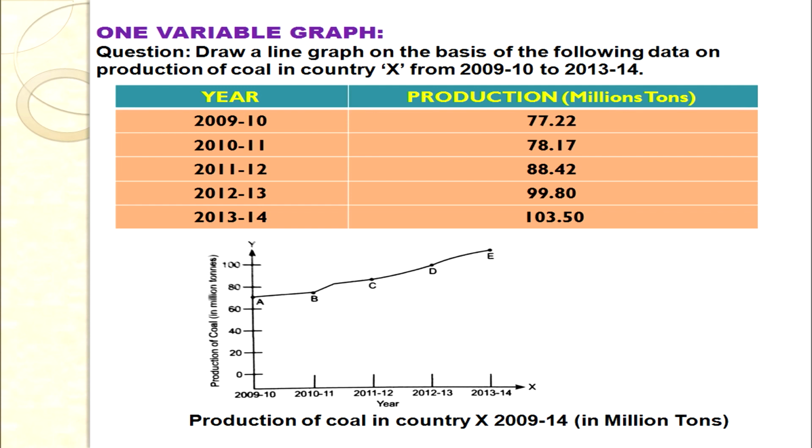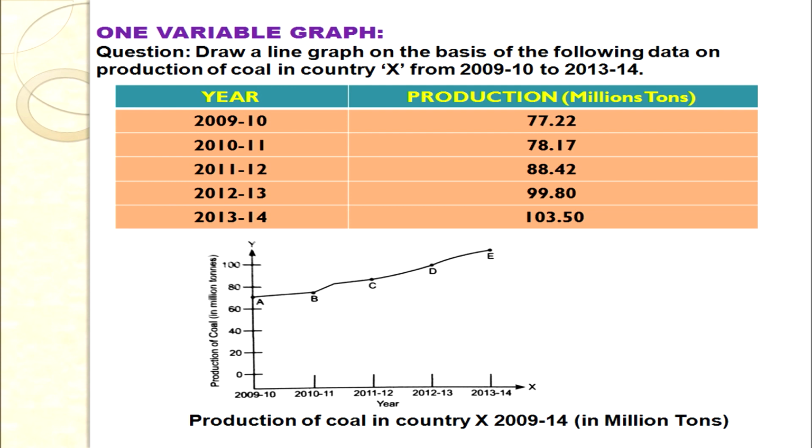Now, let us discuss the one variable graph. In this question, you can see year is being given. On the other hand, production in million tons is being given to us. Now, while you are drawing these graphs, what points should one keep in mind? That is, first label the diagram.